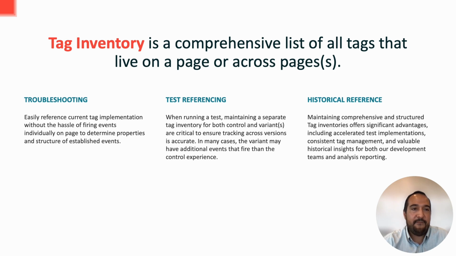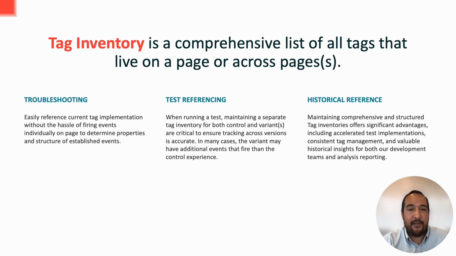Tag inventories make it very easy to reference current tag implementation without the hassle of firing events individually on a page to determine the properties and structure of the established events that describe what's happening on the user interface. You can also use test referencing to maintain separate tag inventories for both the control and variants, which are critical to ensure that the tracking across versions is accurate.